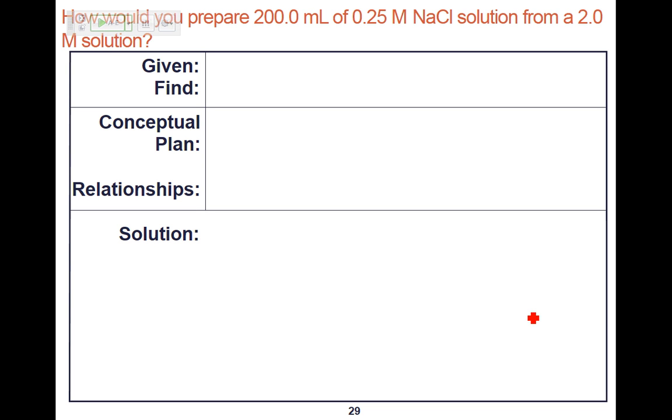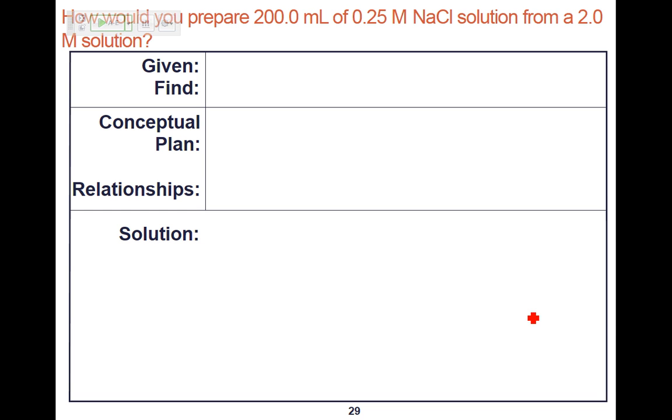So this one asks, how would I prepare a 200 milliliter amount of a 0.25 molar NaCl solution from a 2 molar NaCl solution. So what does this mean? This means that I have a 2 molar sodium chloride solution in my lab. I want to take a certain amount of that solution and dilute it to 200 milliliters, and I want the final concentration to be 0.25 molar NaCl.